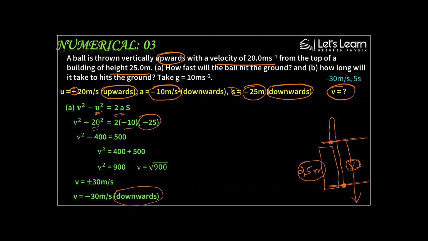The second part, they wanted time. Simple formula. v equals u plus at. How much is the hitting speed? Minus 30. How much is the starting speed? Plus 20. Acceleration is minus 10.